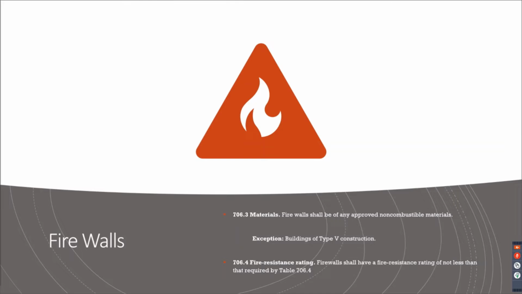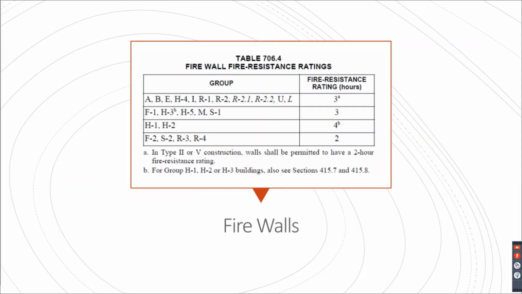And then what materials? The materials shall be of any approved non-combustible materials, unless of course you are in a type 5 building. And then the rating is not less than what's required in 706.4. Here's table 706.4. And you'll see, always remember your footnotes. So when you're looking at that table, make sure to look at the footnotes.